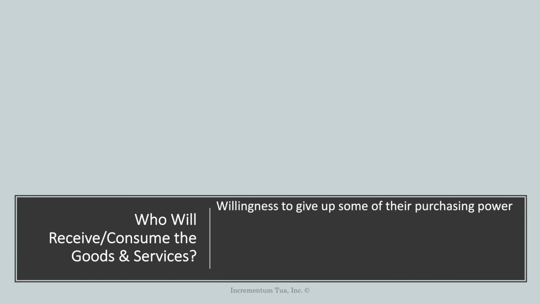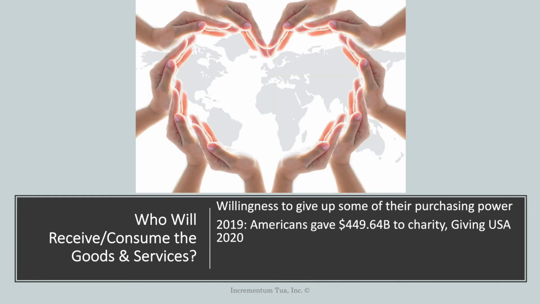Now, one thing it's important to note is that many people have a willingness to give up some of their ability to purchase goods and services and transfer that to others. According to the Giving USA 2020 report, in 2019, Americans gave $449.64 billion to charity. So that's billion with a B. There is quite a large willingness to give up some of this purchasing power so that others can receive goods and services, despite maybe their lower level of income and wealth.